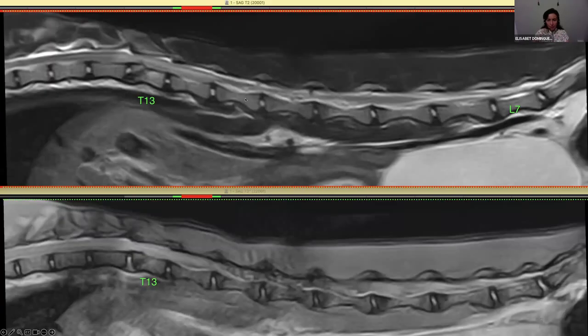Good. So now we are going to compare to the sagittal planes. And that's a dorsal sagittal T2. And this one is a sagittal gradient echo. If we look at the sagittal T2, we can see that in the lumbar region, the alignment of the vertebra is normal. But right here at the T12 and T13 vertebrae, the T13 vertebra is a little bit foreshortened, so it's a little bit shorter than the rest of the vertebra.